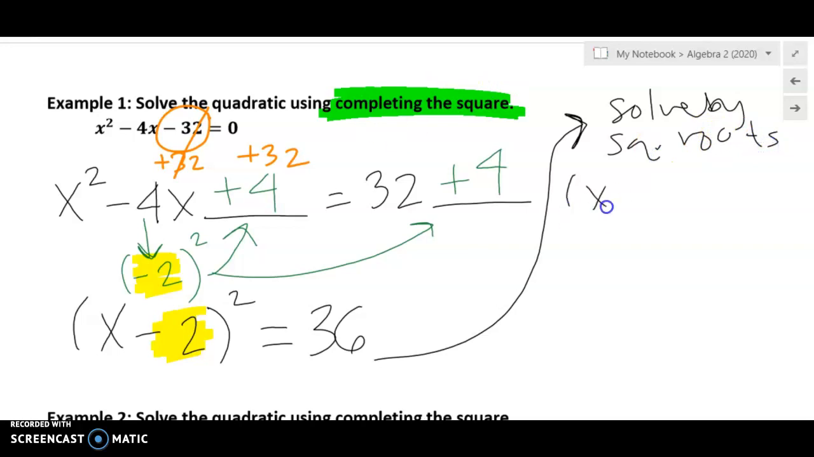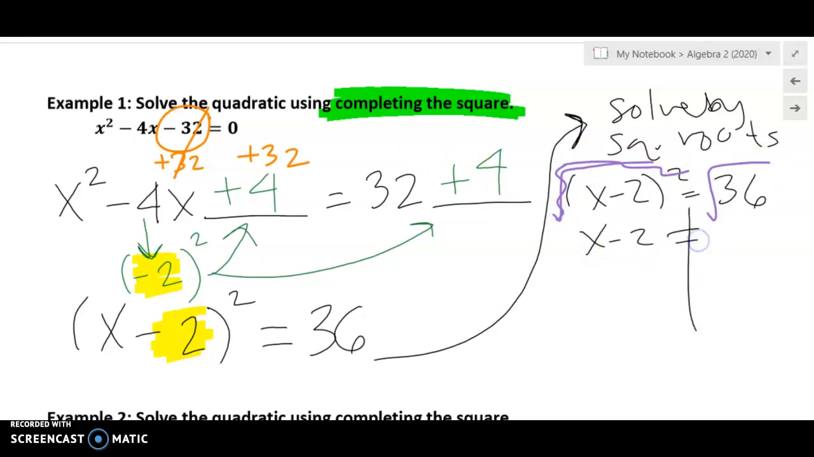So if I solve by square roots, I have (x - 2)² = 36. You want to get the squared term by itself. It is, so then I square root both sides, so that'll get rid of the square. So I have x - 2 = ± the square root of 36. Hopefully you're like, oh, that looks familiar. The square root of 36 is 6.